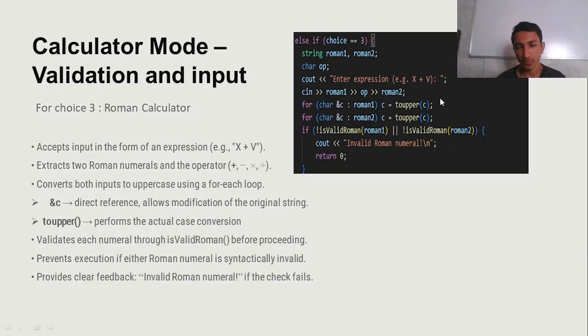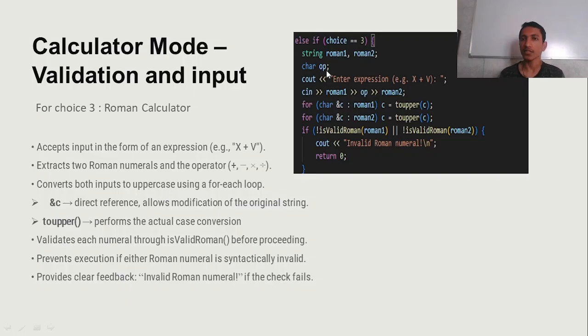Now if the user wants to perform a calculation, for that we will take a look at the calculator function. What we are doing here: first we define two variables of string data type, Roman1 and Roman2. They will store the Roman numbers input by the user. We also define a variable named op of character data type. This op will store the operator entered by the user.